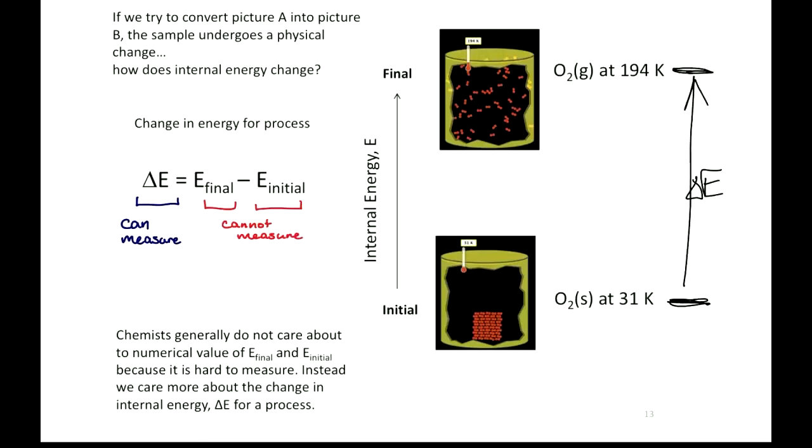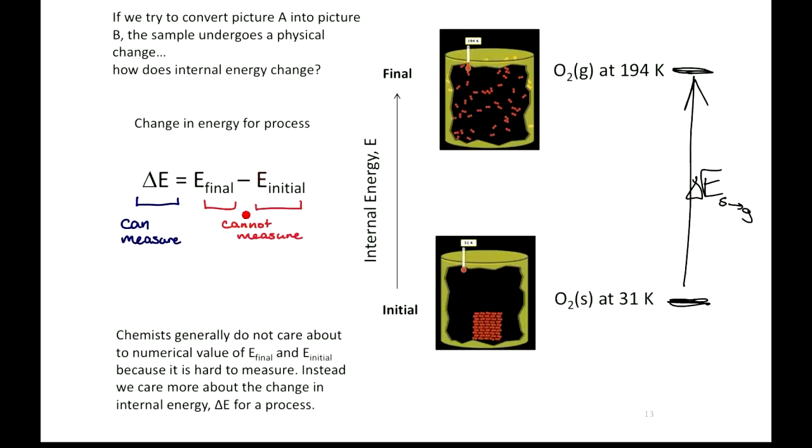For this example, I would like to figure out what amount of energy is required to turn a solid to a gas. This energy I can measure, but the actual value for the gas sample and the solid sample is really hard to calculate. We're not even going to bother thinking about it. We can measure changes in internal energy, but we can't measure the values themselves. So we're often going to be talking about changes in internal energy for specific processes, like turning a solid into a gas.